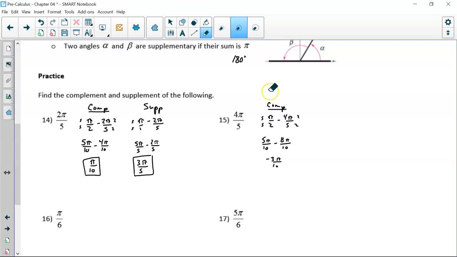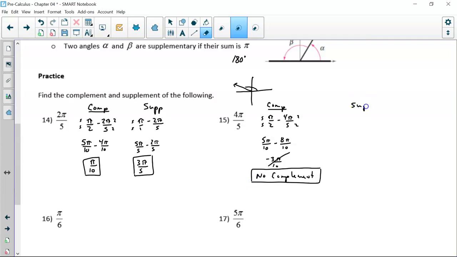What we would have here, to think about it visually, is 4 pi over 5 is already over here. That's already past pi over 2. That's why we can't go backwards to get to 90. There is no complement. If we end up with a negative like that, it doesn't exist. There is no angle to get us to 90. We're already past 90 or past pi over 2.